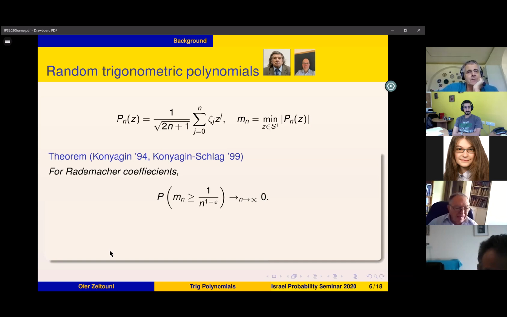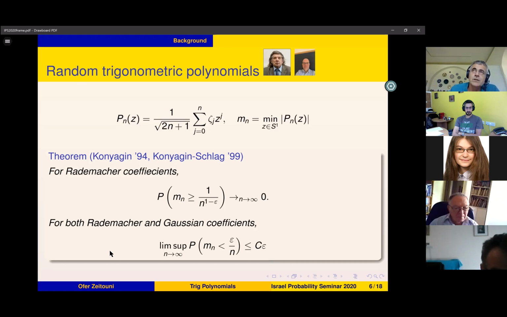And now comes the first results about that. So in a couple of papers, first by Konyagin, who proved the first statement you see on the slide, and then by Konyagin and Schlag, who gave a complementary lower bound. What they showed is that for Rademacher coefficients, the right scale is 1 over n, at least to leading order in the exponent. So the probability that Mn is much larger than 1 over n goes to 0. And for both Rademacher and Gaussian coefficients, it cannot be too small. So the probability that it is smaller than epsilon over n is bounded by a constant times epsilon. Okay? So this gives us a ballpark. We know where we are living. We are living somewhere at order 1 over n.